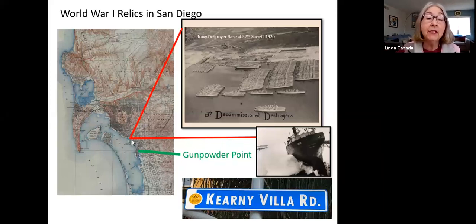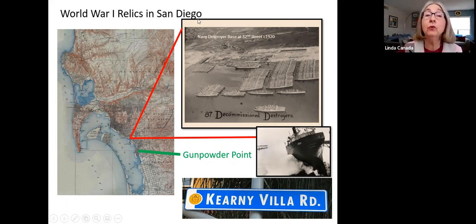So that site became part of the Navy destroyer base at 32nd Street. This is an image from about 1920, and you can see all of the decommissioned naval vessels. This was basically a destroyer graveyard. They were decommissioned, and I suspect that several of them were probably recommissioned maybe 20 or 30 years later when the Second World War began. But for a long time, this is what you saw when you were down in this area of National City.